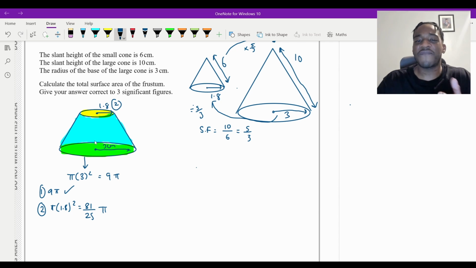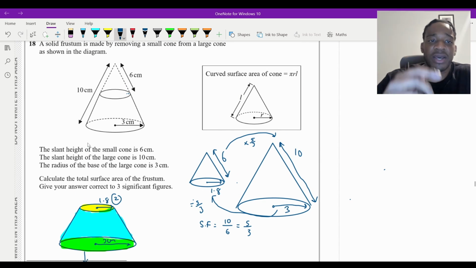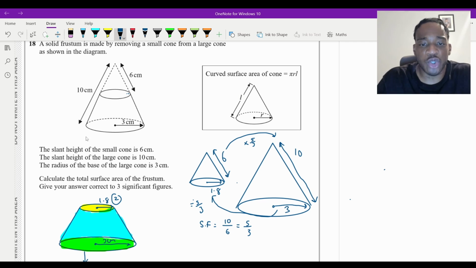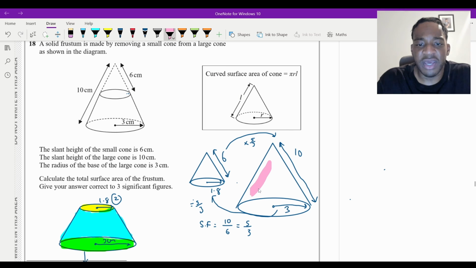Now we just need to work out the curved surface area. Now remember, we're dealing with a frustum whereby it's made by removing the small cone from the large cone. So if you think about it, if I want to work out the surface area of the frustum, then surely it would be the surface area of this entire large cone, all around. And then I would just remove the surface area of the smaller cone. So I need to work out these two and then take them away. And that will give us the area of the frustum, isn't it? So what I'm going to do is work out the curved surface area of each of these and then take them away. So I'll call this number 1 and I'll call this number 2.